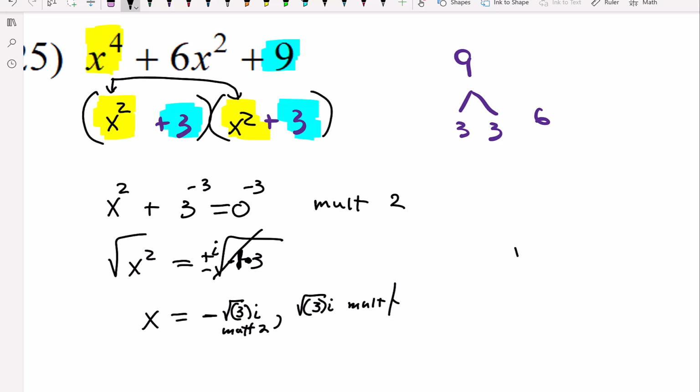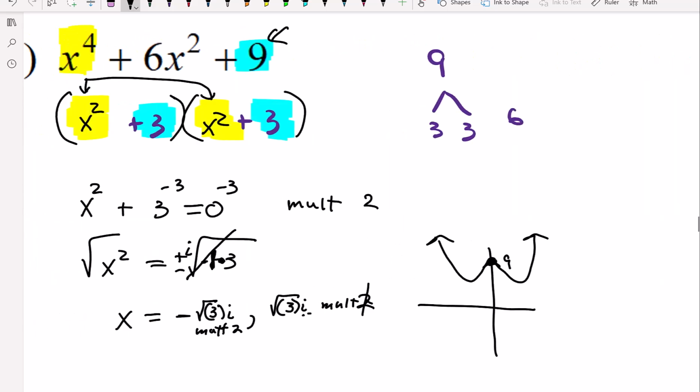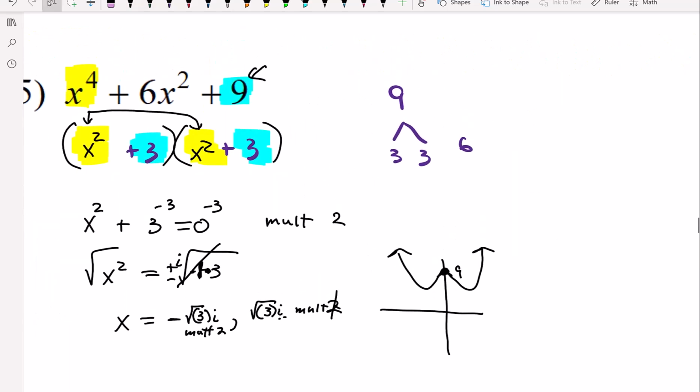Now, if you want to graph that, I know it's going to cross here at 9. I don't know where else it might cross, but this is an x to the 4th. So it might look something like this. Because these 4 answers right here, because there's multiplicity of 2 twice, have to be represented. But the only thing we know for sure is where it touches the y-axis. All right, so that's it. Let's see. Yep, I think that's it for the U-substitution or factoring quadratics.